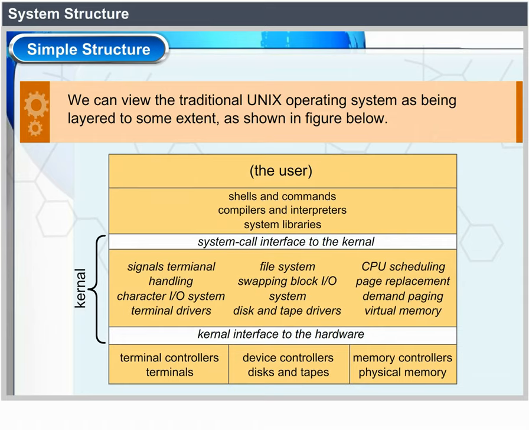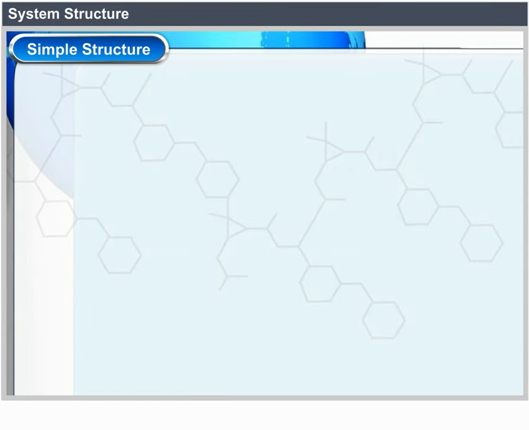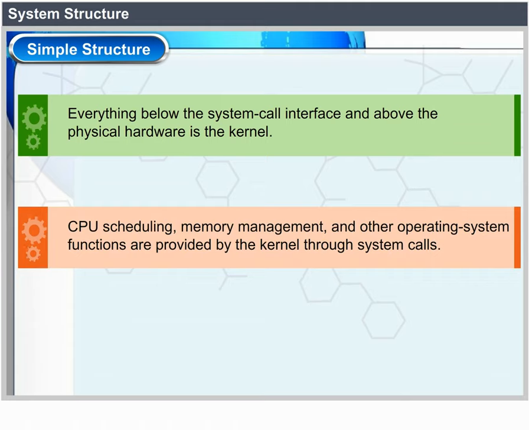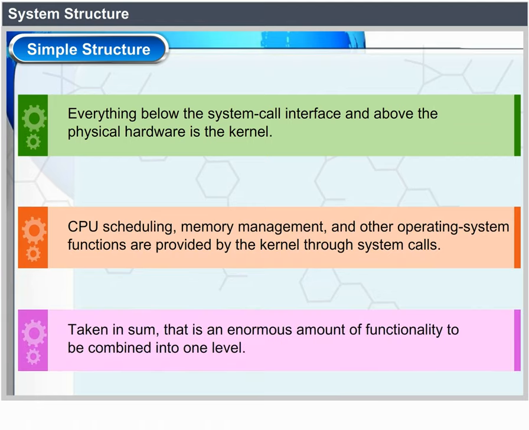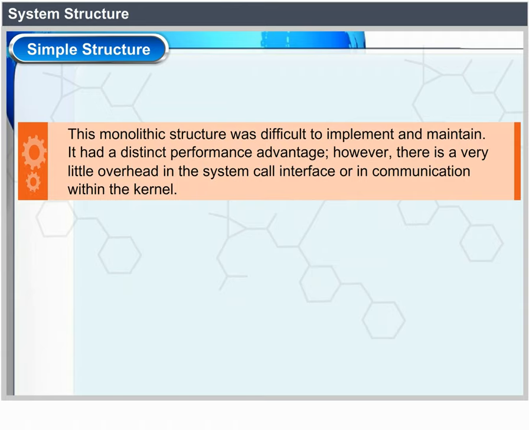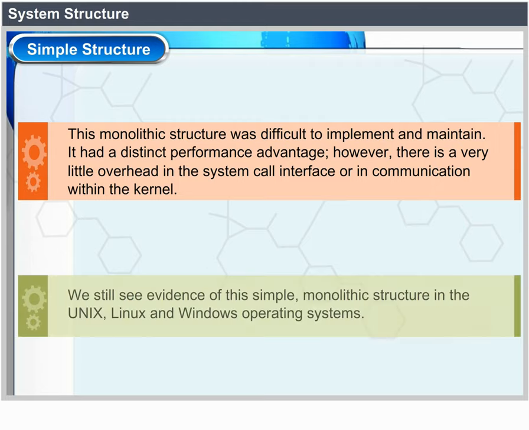Everything below the system call interface and above the physical hardware is the kernel. The kernel provides the file system, CPU scheduling, memory management, and other operating system functions through system calls. Taken in sum, that is an enormous amount of functionality to be combined into one level. The monolithic structure was difficult to implement and maintain. It had a distinct performance advantage, however. There is very little overhead in the system call interface or in communication within the kernel. We still see evidence of this simple monolithic structure in the Unix, Linux, and Windows operating systems.